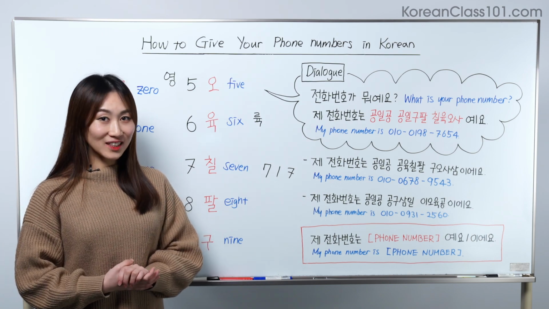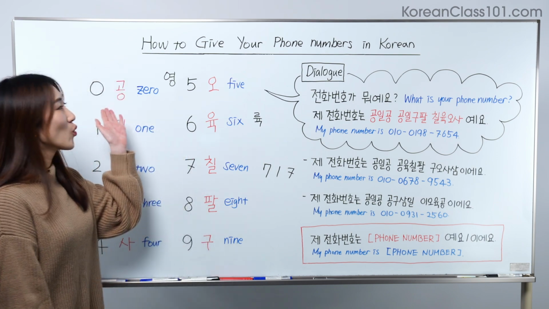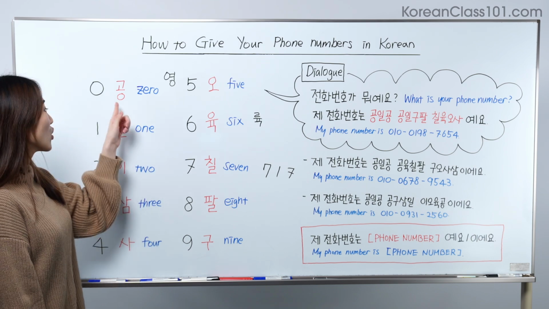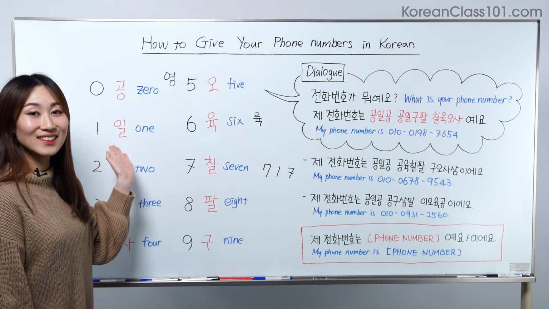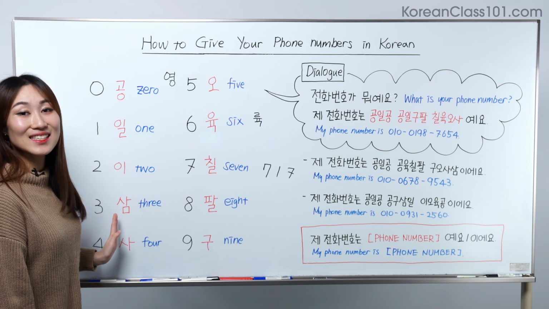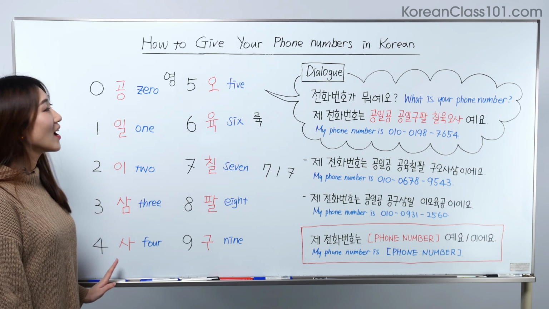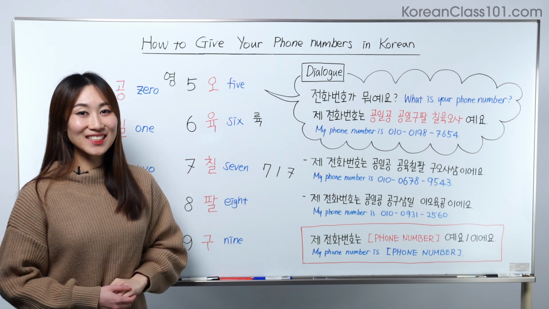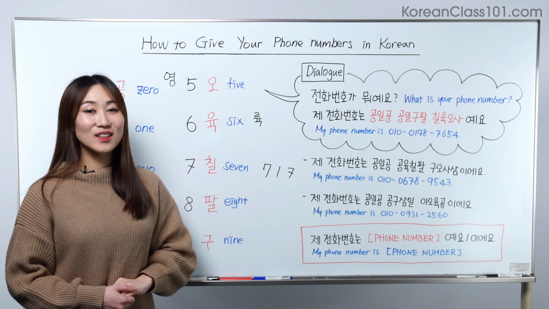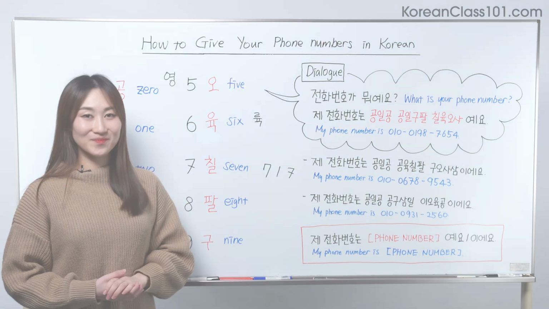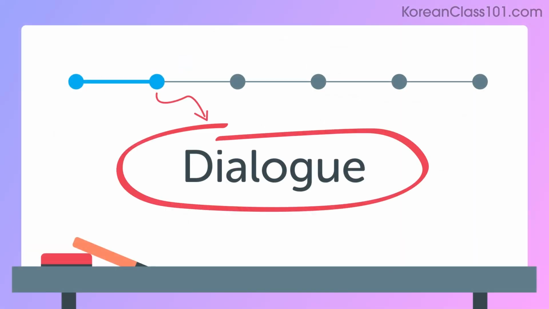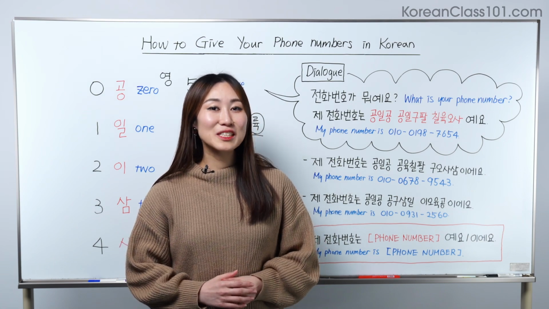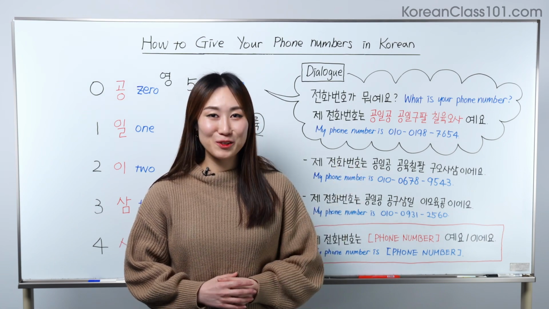So let's quickly review the numbers. 0 or 영, but for phone numbers, 공 is more common. 0, 1, 2, 3, 4, 5, 6, 7, 8, 9. Now let's look at the dialogue. Please find the numbers and see how they are used.